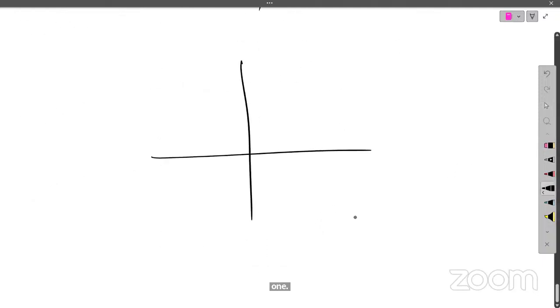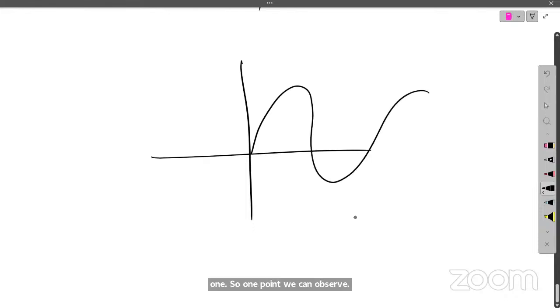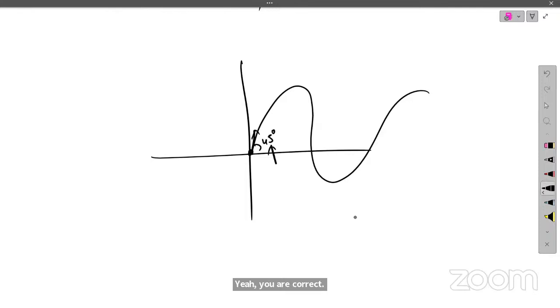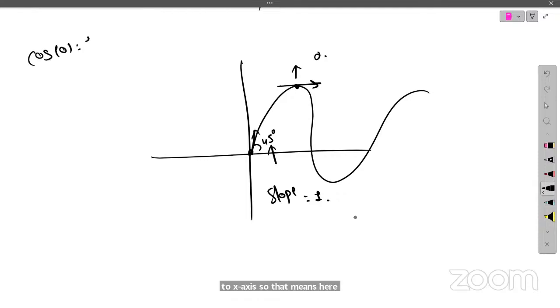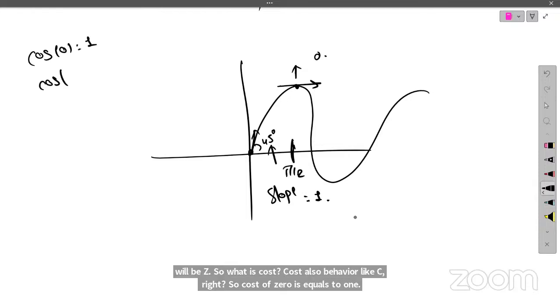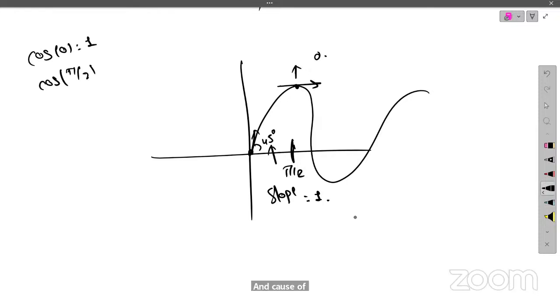So suppose this is our sine curve, right? At the initial point, the tangent will be at 45 degrees, so the slope of the tangent will be equal to 1. And at this point, the tangent will be parallel to the x-axis, so here it will be 0. Now, cos also behaves like sine, right? So cos of 0 is equal to 1, and cos of pi by 2 is equal to 0. So I think that's how they are computing.